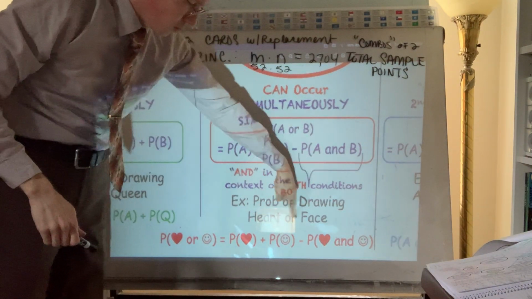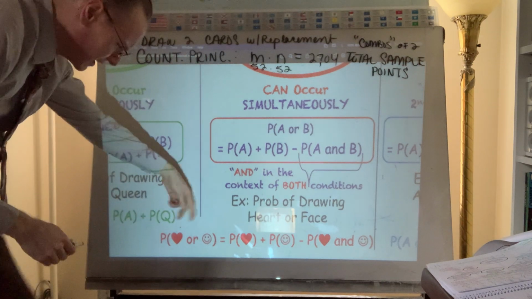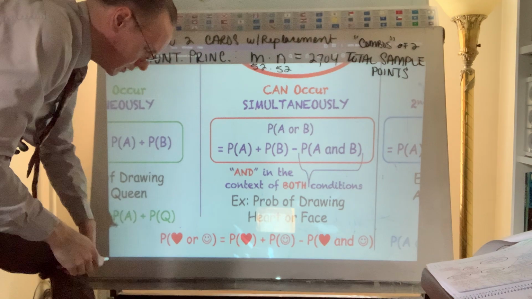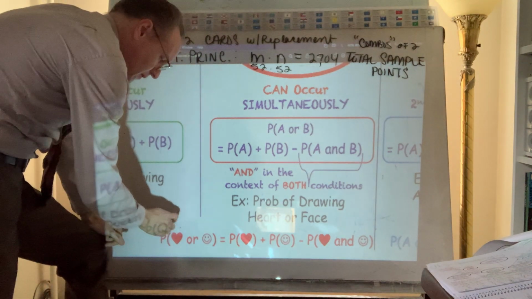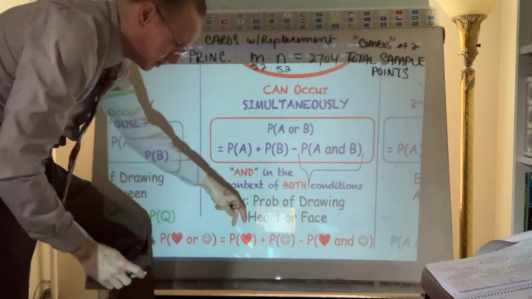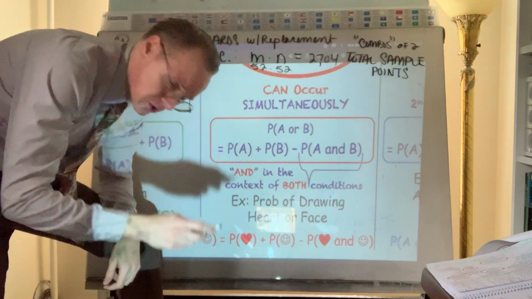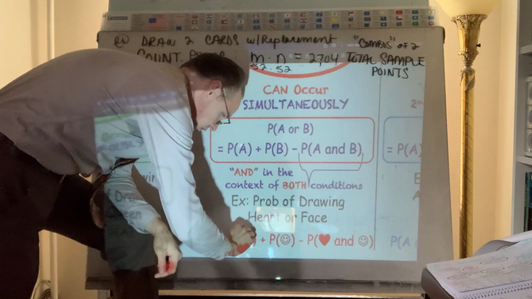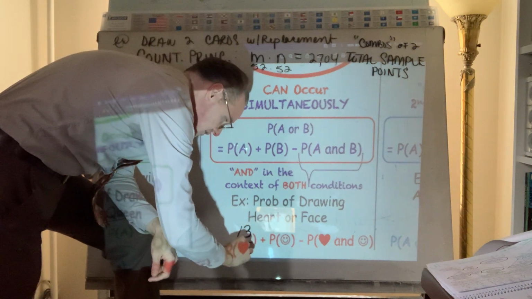The probability of drawing a heart or a face. I was able to find some sort of icon to simulate. The probability of drawing a heart or a face is equal to the probability of hearts. There are 12, is it 12? There are 13 hearts out of 52.